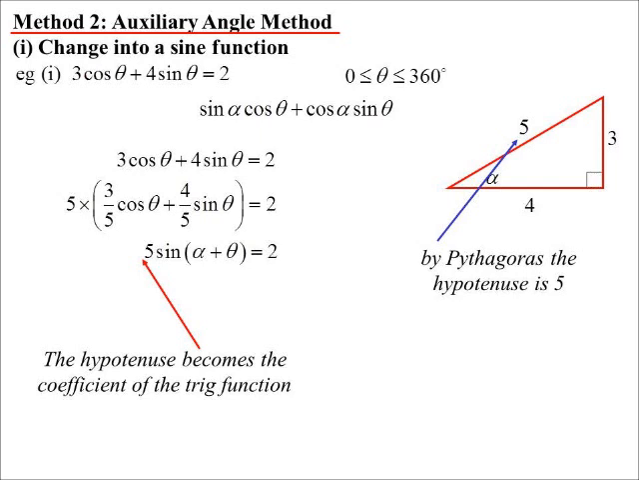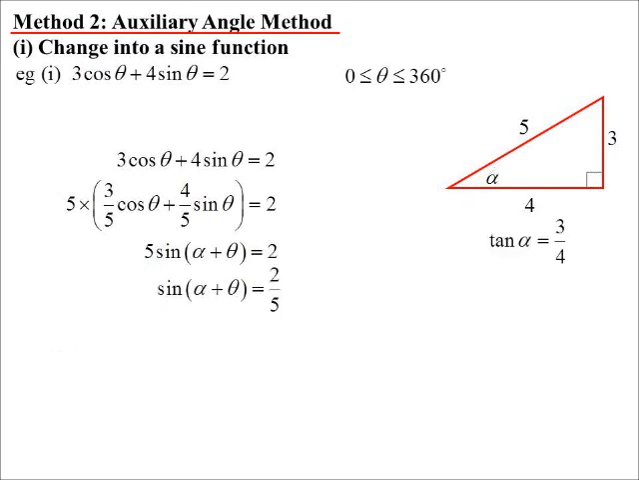And what I now can solve is sine alpha plus theta is 2/5, which is a simple little trig equation to do. Sine, it's 2/5. So I know I'm in the first quadrant. Oh, but hang on, I need to know what alpha is. I can go back over here and use this triangle. Tan of alpha is 3/4, so alpha is around 36 degrees 52.